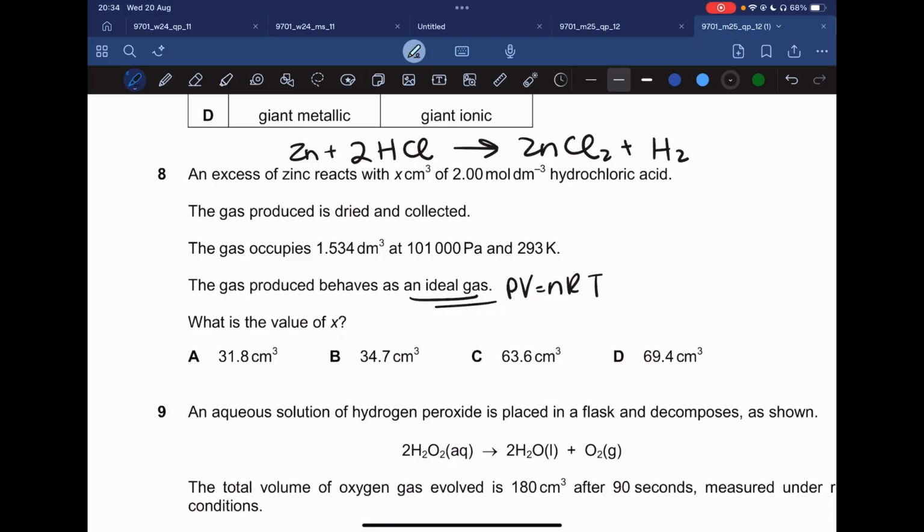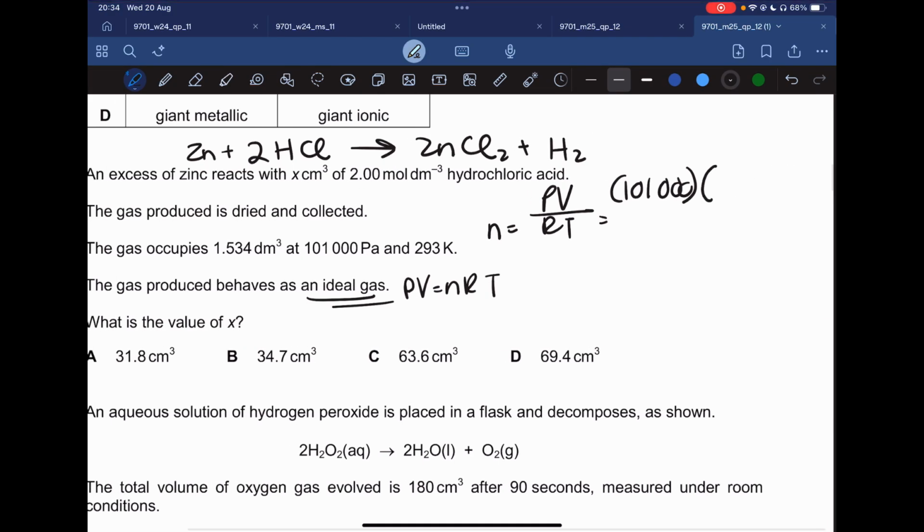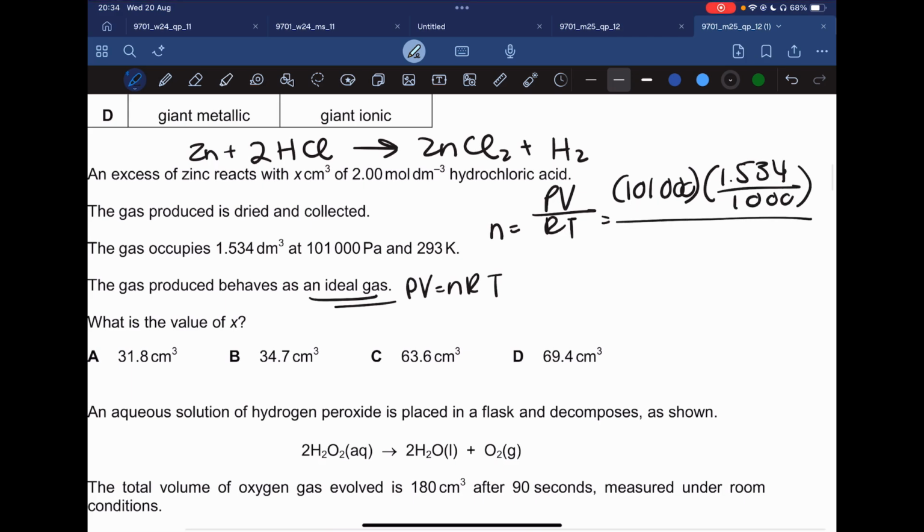Okay, so in this case, let's look at how much gas we have. We have n equals PV over RT. So this is 101,000 times V, which is 1.354 divided by 1,000, because in the ideal gas equation this needs to be in meters cubed. This is the only exception. And then 8.314 for R. We have this as 0.63 moles. Remember, this mole is for hydrogen. This is the only gas that's being produced.